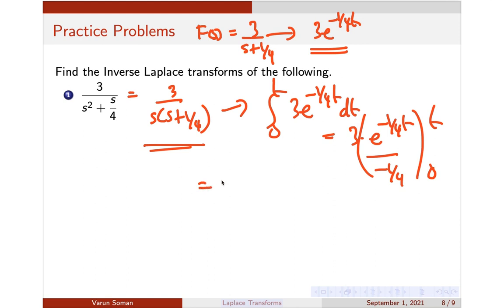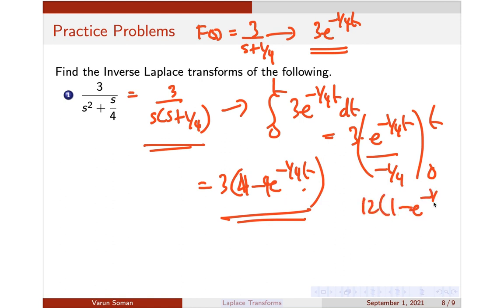So what is it? It is 3 into (1 minus e raised to minus 1 by 4 t) by (1 by 4). Using the upper and lower limits, you can easily find it out. When you apply 0, it is simply 4 minus 4 into e raised to minus 1 by 4 t. Okay, so that is it. Please find that also. So it's actually 12 into (1 minus e raised to minus 1 by 4 t).